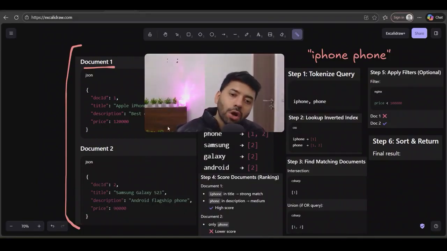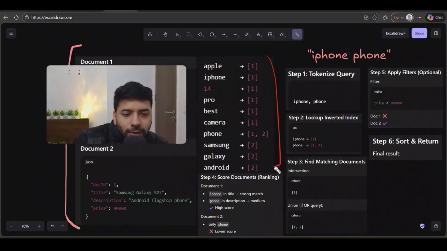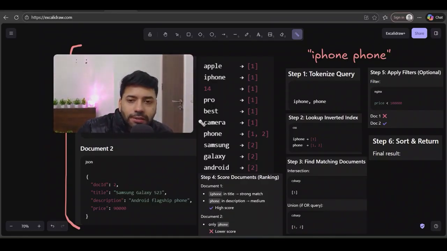So I hope from this you got the idea. We have mentioned all the steps here. It's not that complicated. You will first find all the words from the query, then you will look in the inverted table and get the documents from that. Then you will apply the logic of finding the matching documents based on whether it's an intersection or union. Once you have the documents with you, you will score the documents, doing the ranking using the metadata. The fifth step would be to apply filters if there are any, and in the sixth step you will sort and return the data. So this is how the search database stores the data and how it searches for the data.